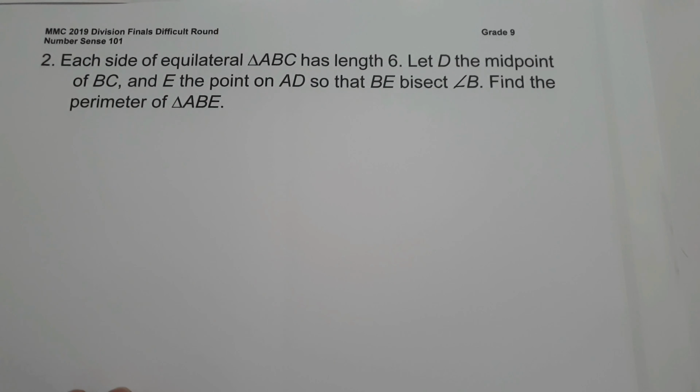On number 2, each side of equilateral triangle ABC has length 6. Let D be the midpoint of BC and E the point on AD so that BE bisects angle B. Find the perimeter of triangle ABE. So to find the perimeter of triangle ABE, let us illustrate first the given.